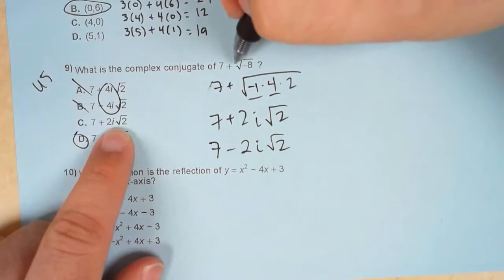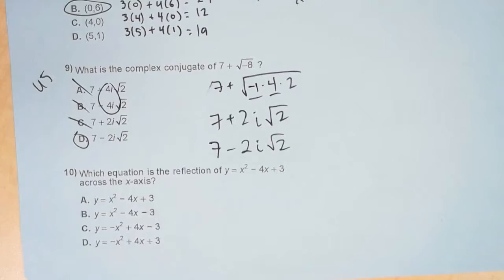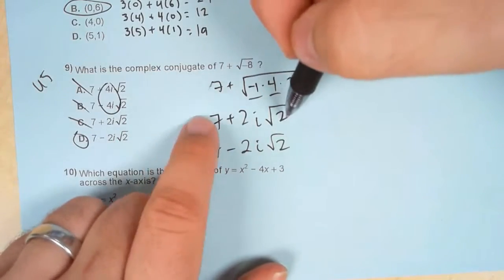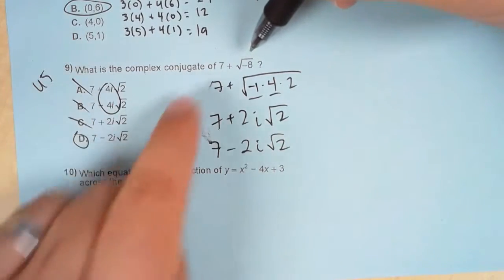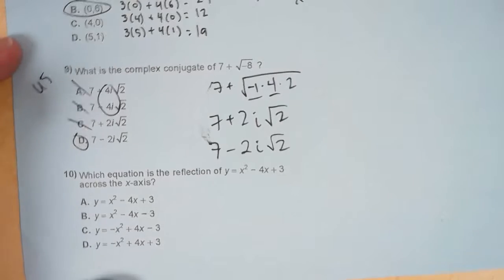But we notice that this is the same as this, just expressed differently. So we know that C is definitely not an answer. Even if you don't know what a complex conjugate is, if you can simplify this correctly, you can say, hey, this is a simplified version, they're asking for some other thing, I don't want the same thing. Okay, number 9 is pretty short.